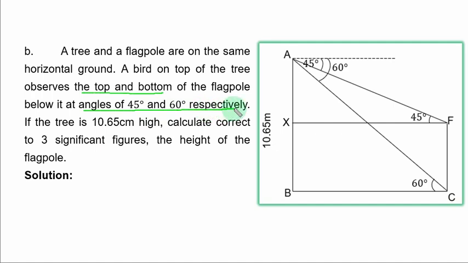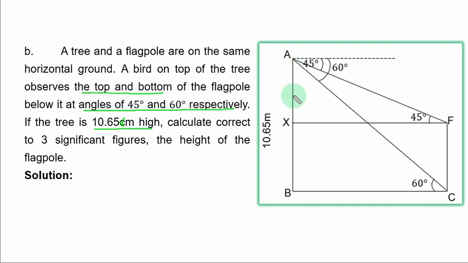Angles of 45 degrees and 60 degrees respectively. If the tree is 10.65 meters high, calculate correct to 3SF the height of the flagpole. The information is represented by this diagram.